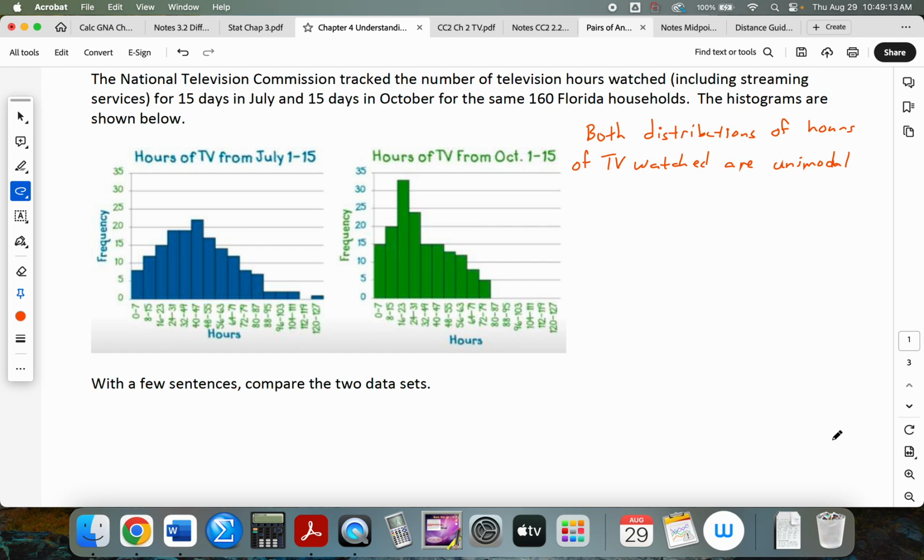What else do you notice about them that's kind of the same? The first one's for sure symmetric. That's the same. But is this symmetric, really? They're kind of both right skewed, yeah. I would say both are slightly right skewed.